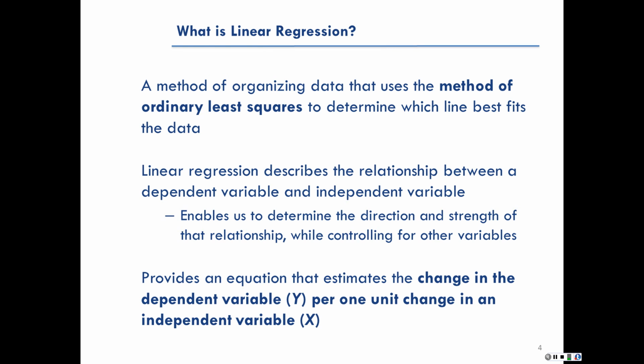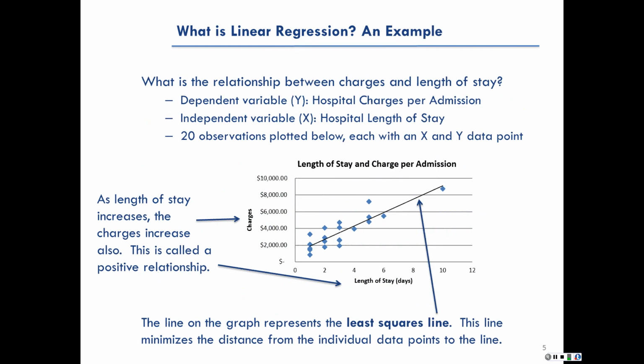If we were talking about multiple linear regression, then in addition to our dependent variable and independent variable, we'd have other variables that we could also control for. Importantly, this method provides us an equation that estimates the change in our dependent variable y per 1 unit change in the independent variable x. This equation is really important, and being able to estimate the change in your dependent variable given a 1 unit change in your independent variable is very important for prediction and for research. Let's look at an example here.